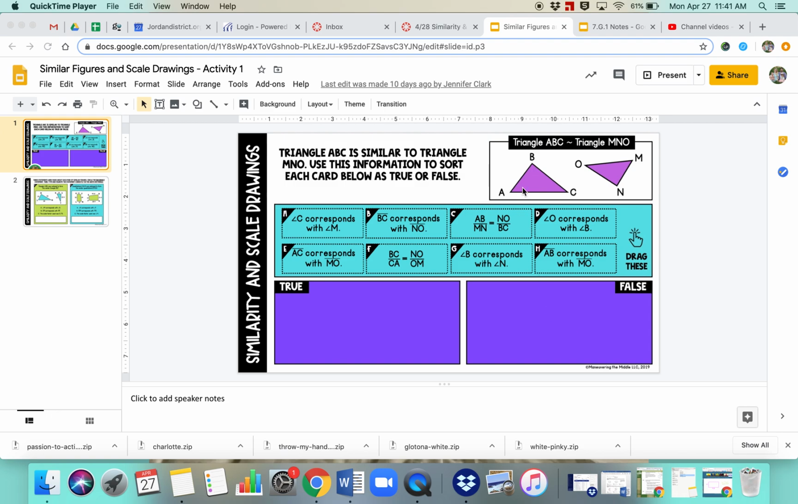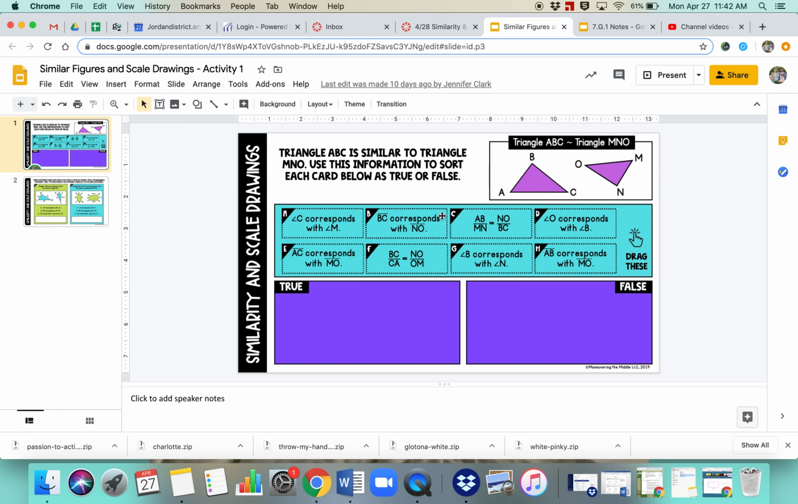So you should be able to tell whether it corresponds or not based on the naming of the triangle or based on flipping the triangle itself. Now it doesn't look like you can flip the triangle on your own. So if you want to take a screenshot and then flip it, you can do that.